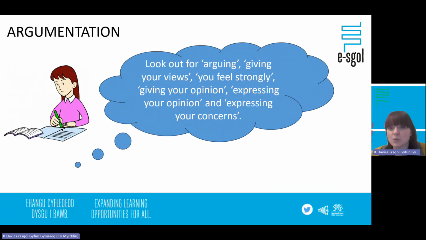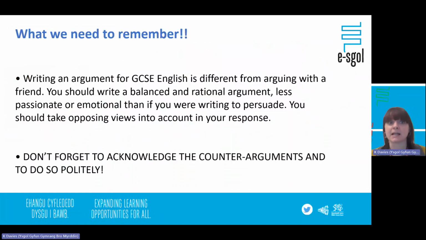So argumentation, what does that mean? Here you're looking for any signpost phrases, such as words that say arguing, giving your views, something you feel strongly about, give your opinion about something, express your opinion, or express your concerns. So it's asking you to provide some sort of argument. These are the sort of phrases that you're likely to come across in your examination, okay, that will direct you to what kind of approach you need to take to the task.